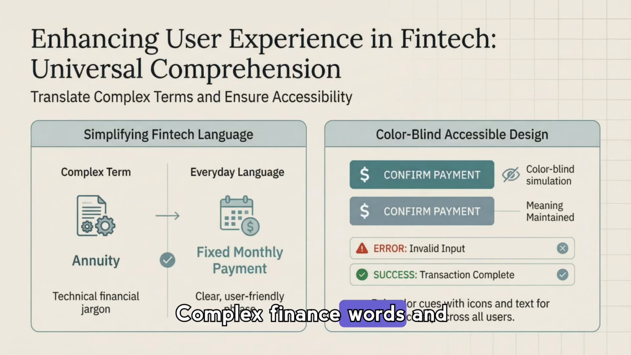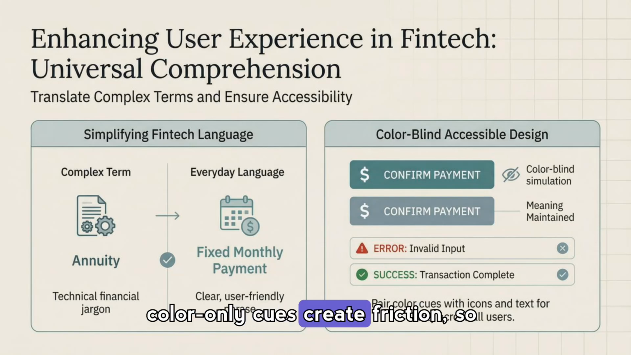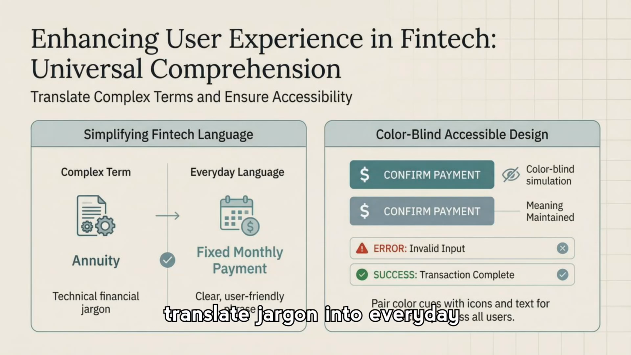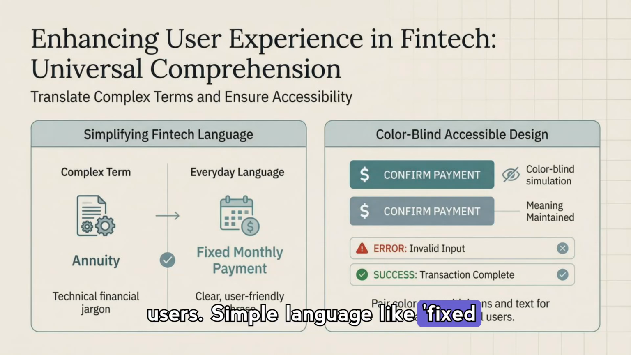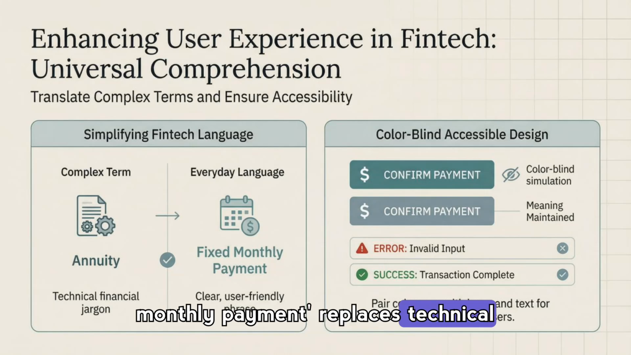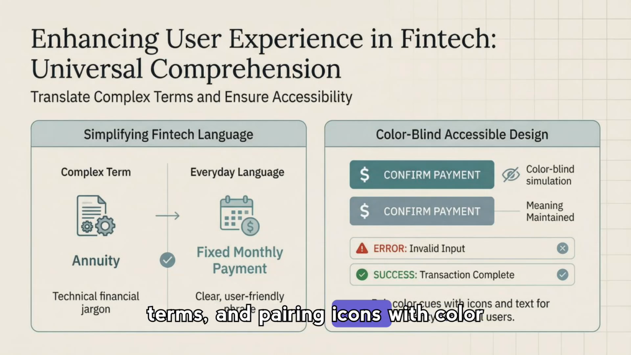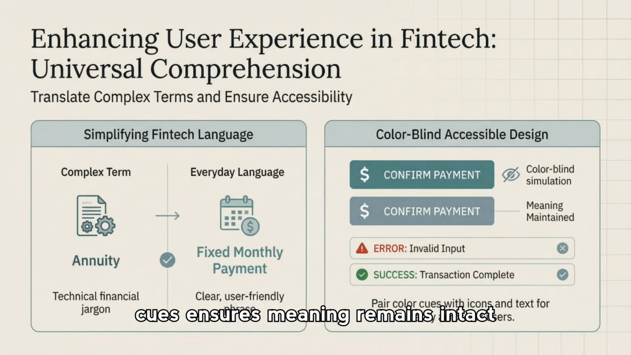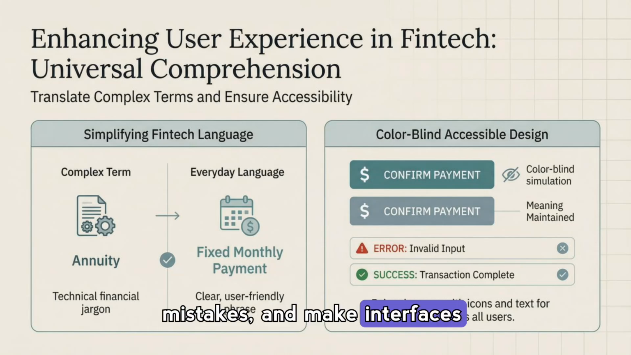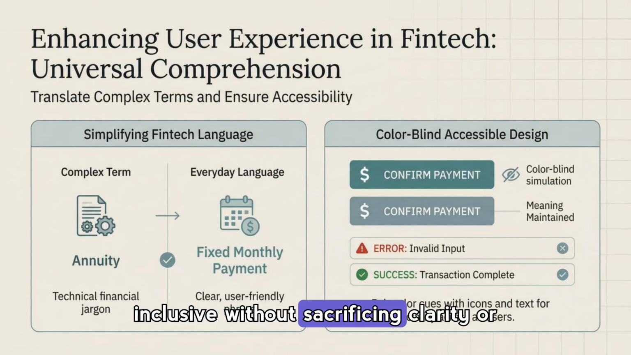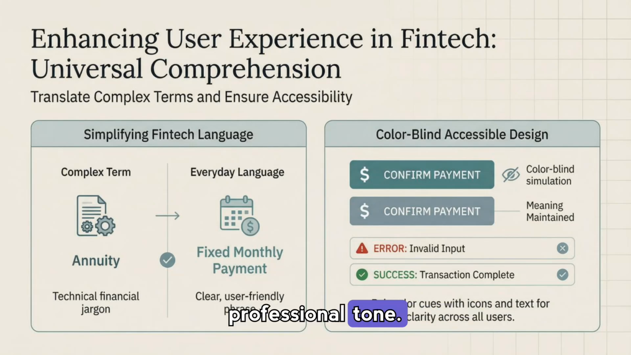Complex finance words and color-only cues create friction. So translate jargon into everyday phrases and design for colorblind users. Simple language like fixed monthly payment replaces technical terms, and pairing icons with color cues ensures meaning remains intact for everyone. These small changes expand comprehension, reduce mistakes, and make interfaces inclusive without sacrificing clarity or professional tone.